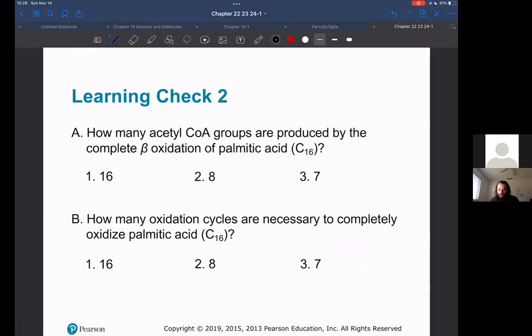Okay, so how many acetyl-CoAs are produced by the beta oxidation of palmitic acid, which is a 16 carbon fatty acid? Remember, if we think about this as being C 2N, that means that N equals 8. You're going to get then 8 acetyl-CoAs. How many rounds of oxidation are needed is going to be that N-1, or 7 rounds of oxidation. Likewise, from palmitic acid, you would get 7 NADHs and 7 FADH2s, right? But 8 acetyl-CoAs.